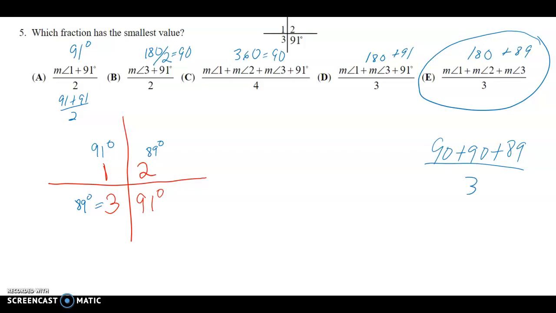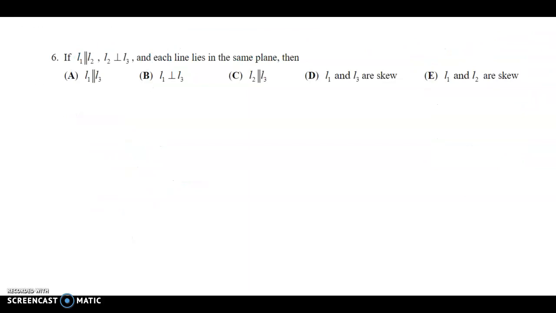Now remember, you could pause these videos at any time and go back and look at the work. Okay, let's read what's given to us in question 6. L1 and L2 are parallel lines. L2 is perpendicular to L3. So I'm going to draw a diagram for this. Each line lies in the same plane. So I could draw this on my paper. That's a plane. And then I have to look at the choices that they give us here to see which one of them is true. Because it says then, T-H-E-N. What must be a consequence of what they gave us here?